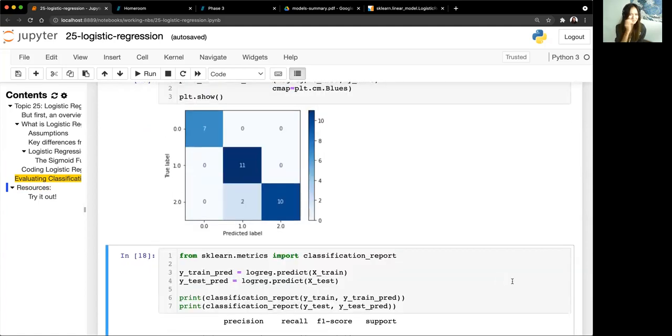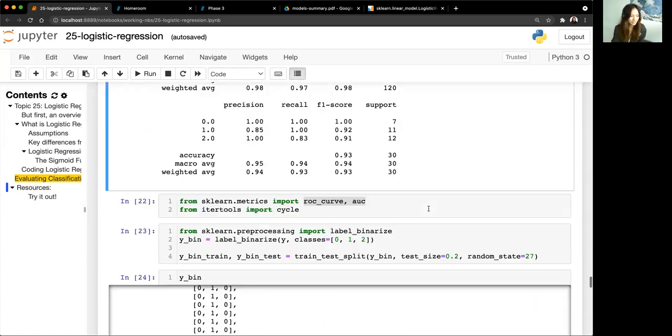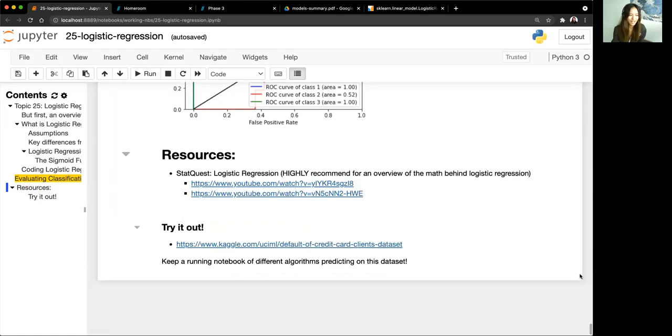But yeah, I know there's a lot of stuff that I covered today. I would say let it sink in, take the rest of the week and just think about classification metrics.